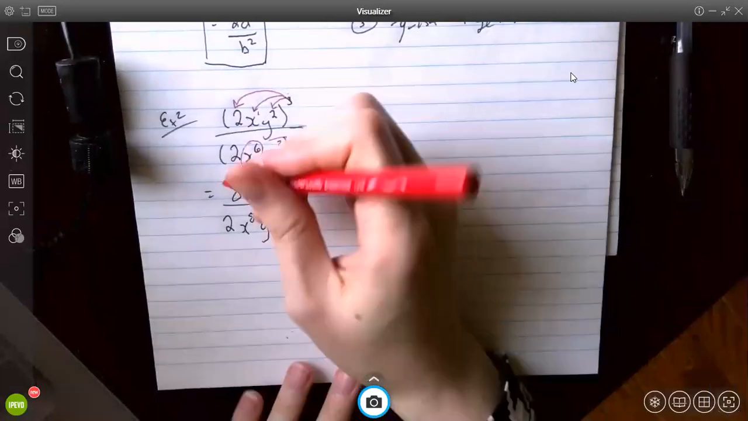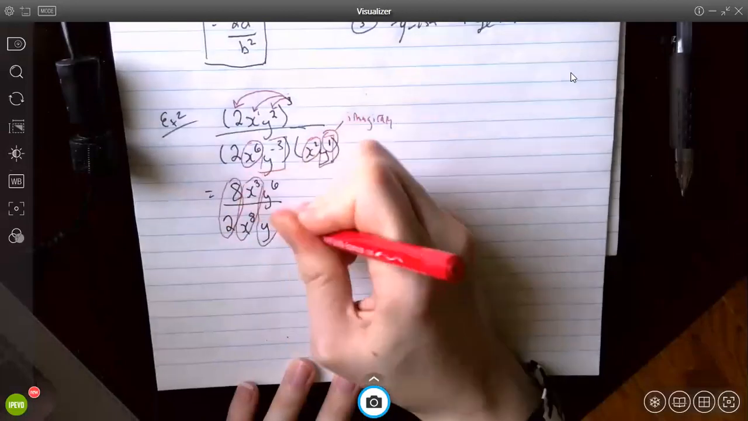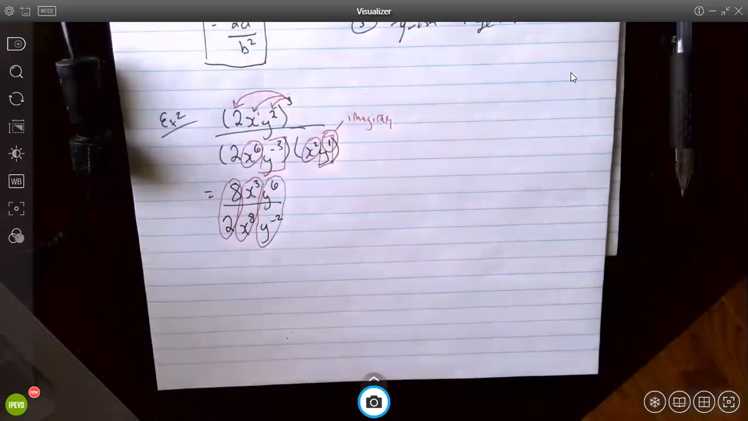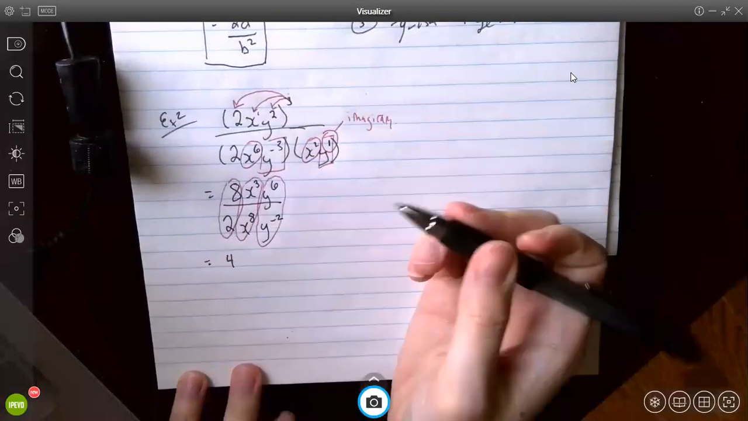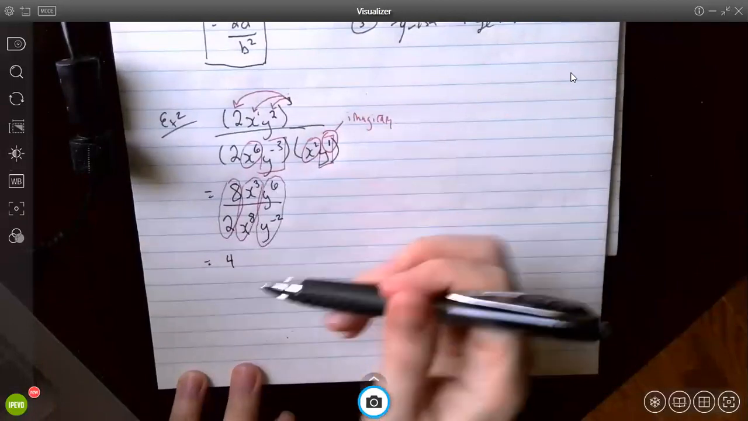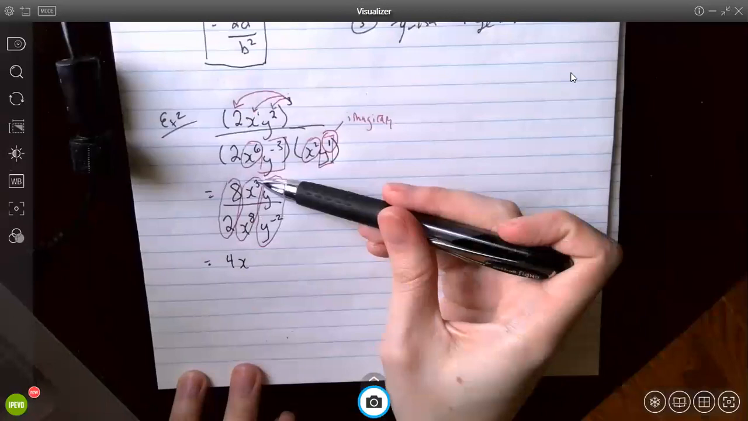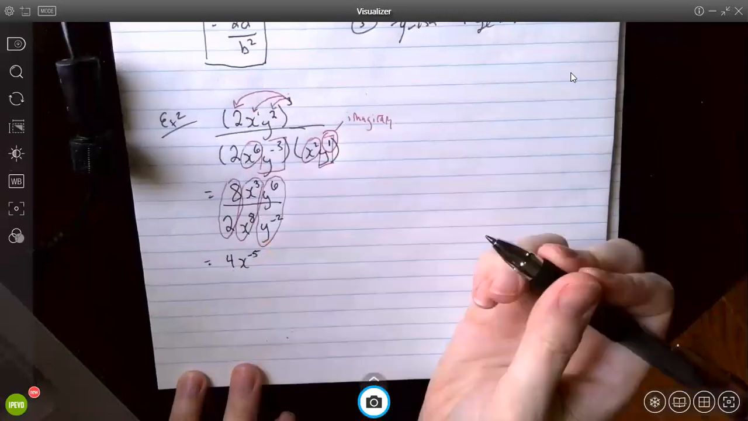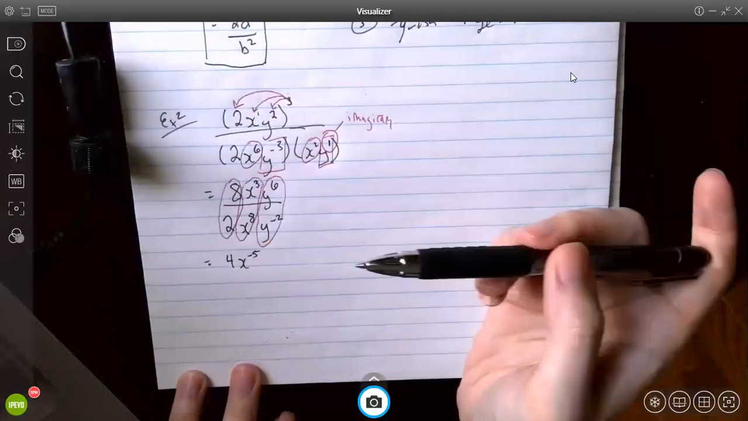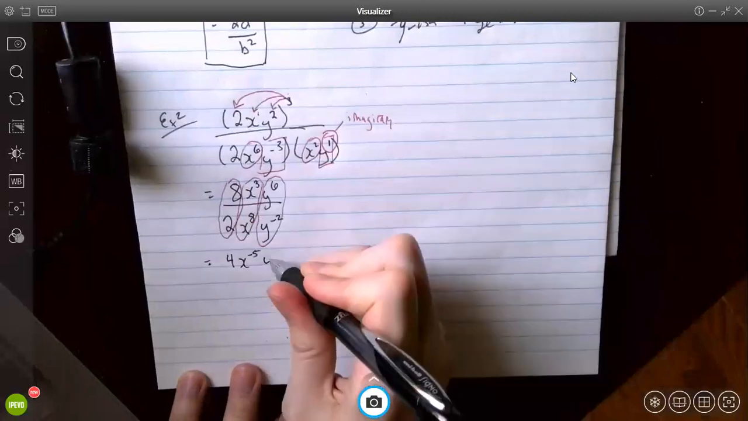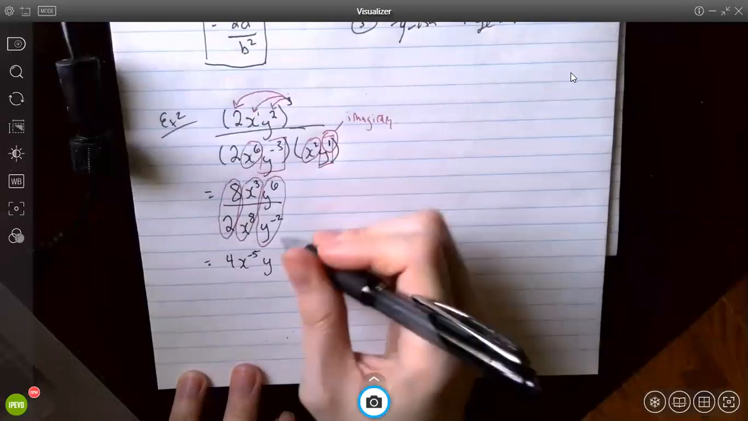Now we use the same steps we used in the last question, so our whole numbers can simplify together, our x's and our y's. Our whole numbers just divide like normal, so 8 divided by 2 is 4. X to the power of 3 over x to the power of 8, we are going to keep our base and subtract our exponents. So 3 minus 8 is -5. And then again, y to the power of 6 and y to the power of -2. Because I'm dividing, I'm going to keep my base and then subtract the exponents. So 6 take away -2 is 8.